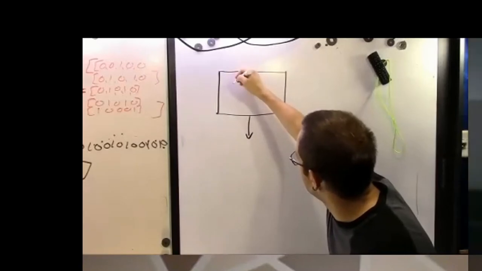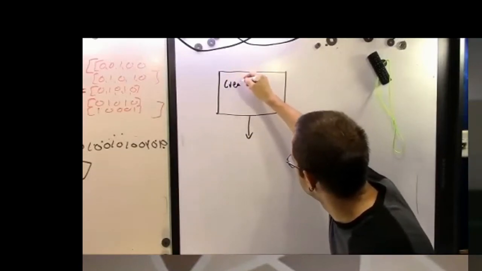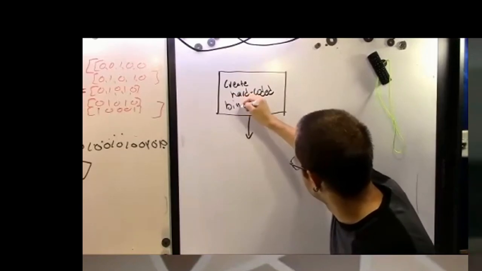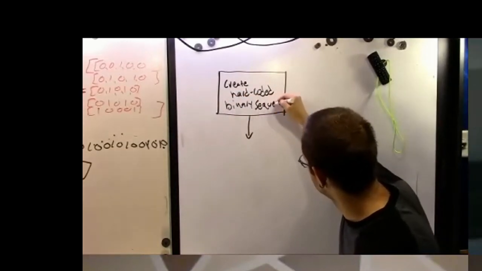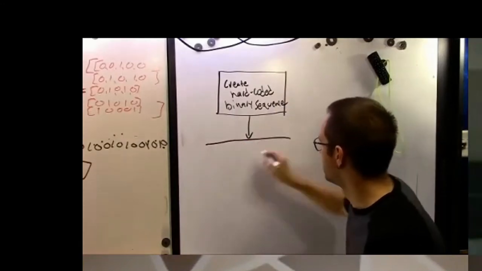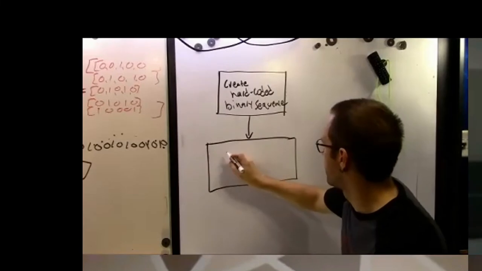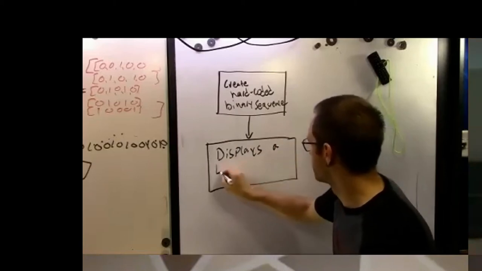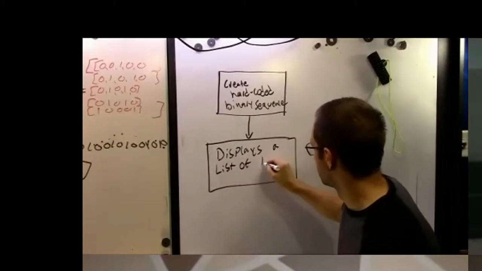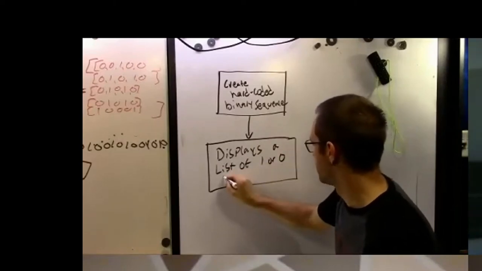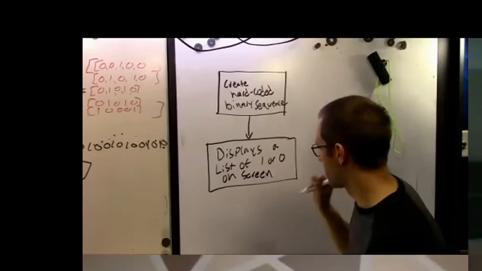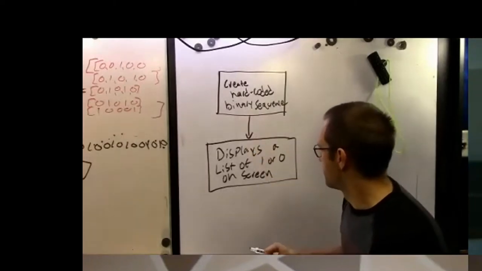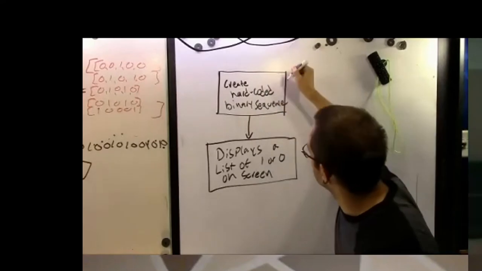So I might say: create hard-coded binary sequence. And then write a function that displays a list of one or zero on screen. So that could be the absolute simplest program. Make a data structure and loop over it. And then you can start getting more complicated.